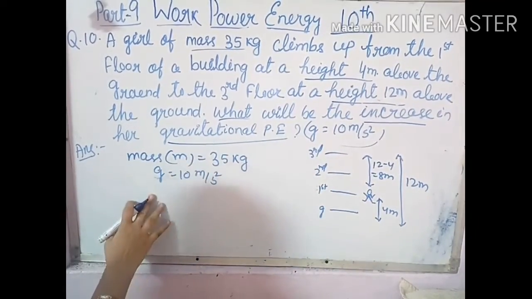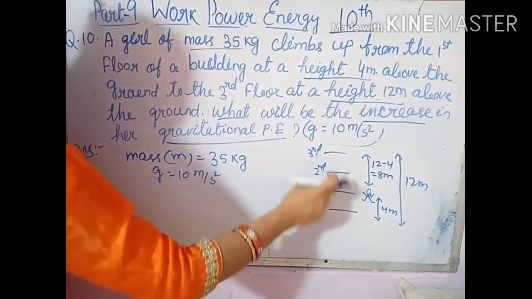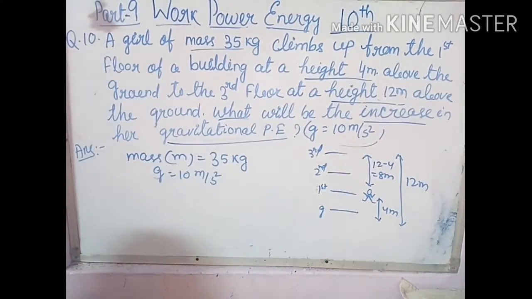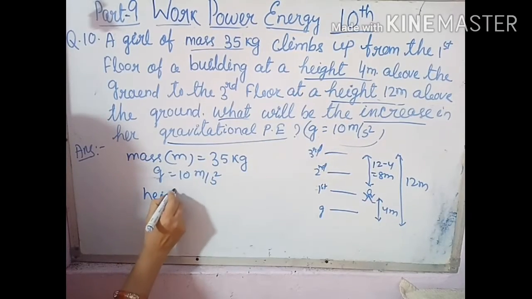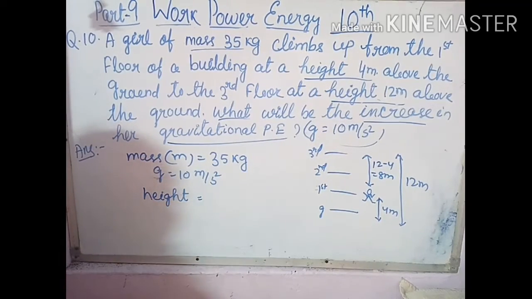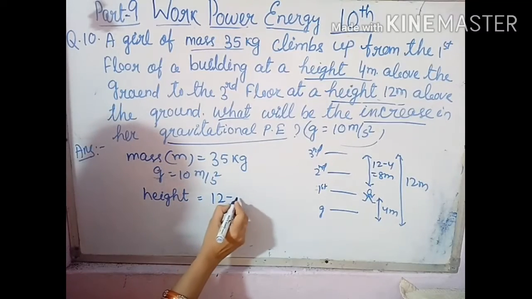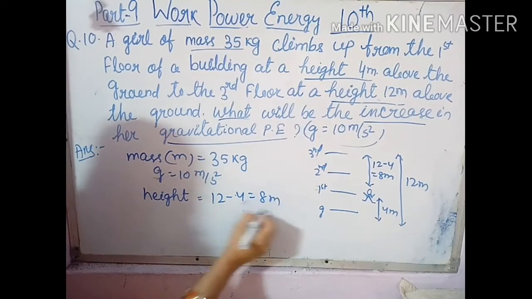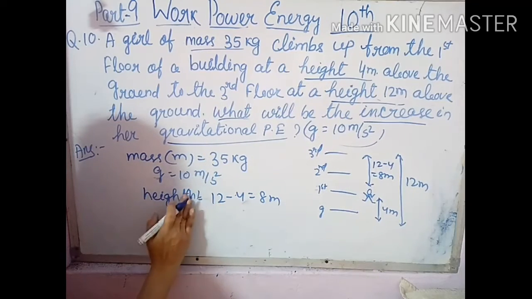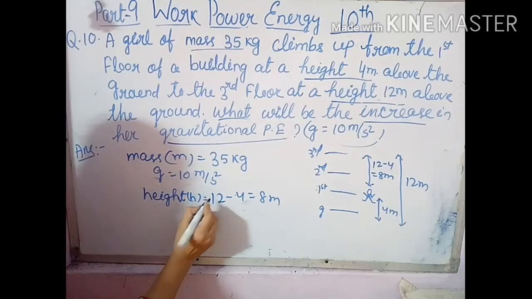So first of all you have to find the distance that the girl has to move. So here the height that the girl has to move equals 12 minus 4, that is 8 meter. So here the height h equals 8 meter.